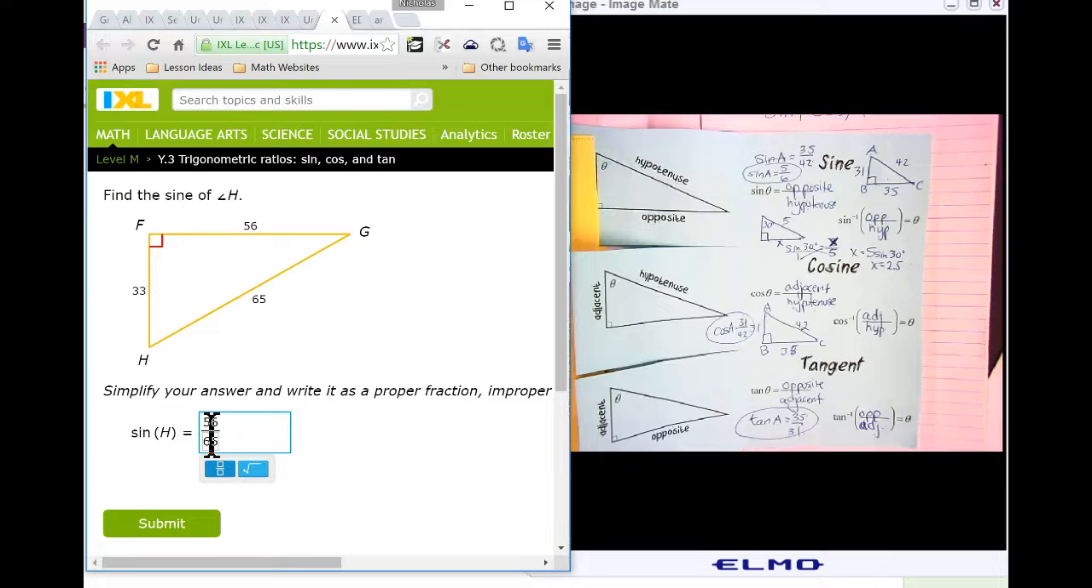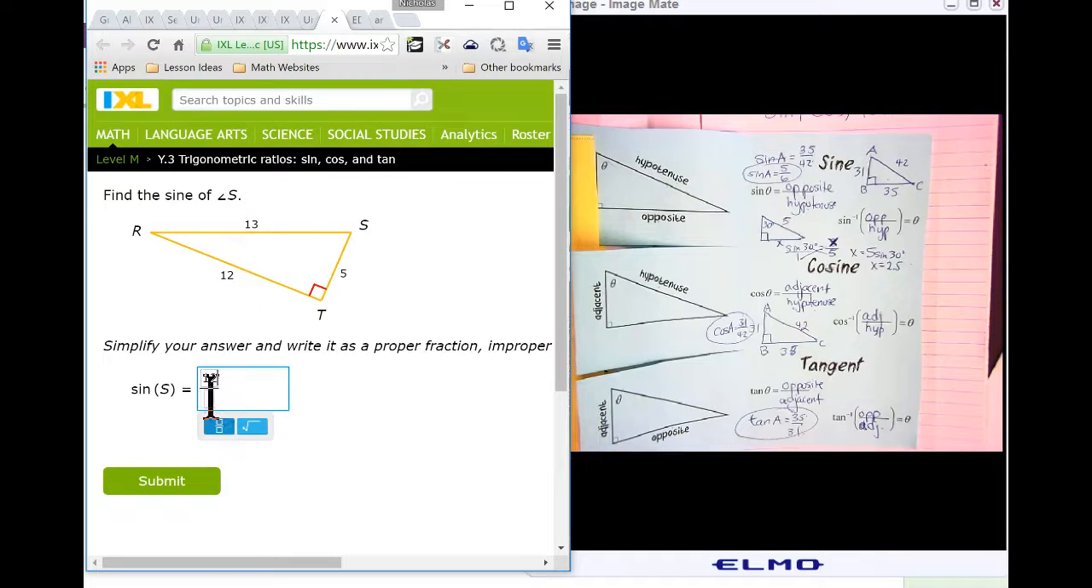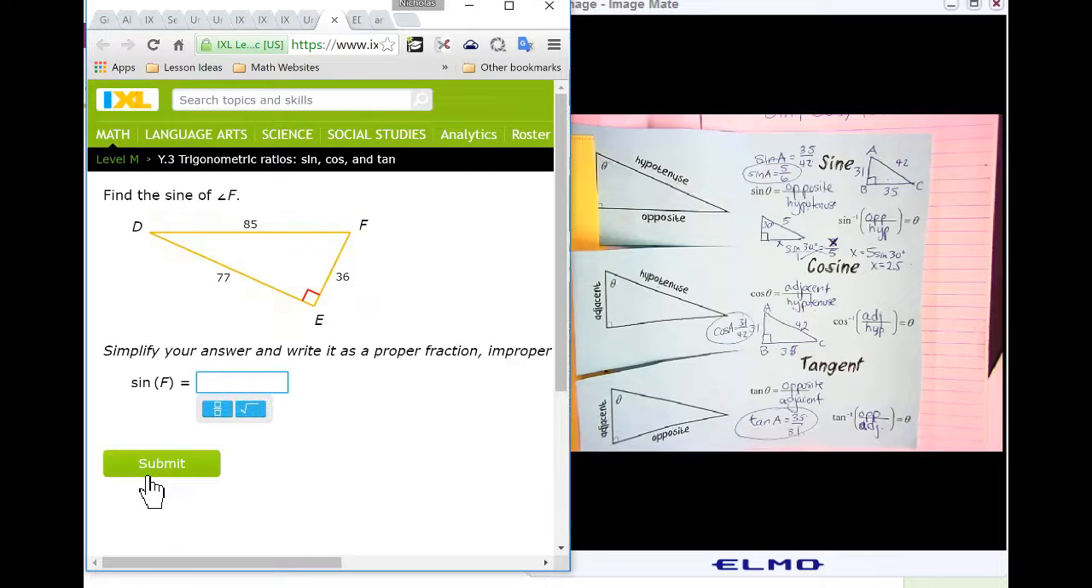Then I have to see, can I reduce that? No, I don't think there's any number I can divide into both of those that's the same. So it's simply that. Now the next one, sine of S. Remember that's opposite over hypotenuse. So sine of S is 12 over the hypotenuse, 13. So 12 over 13. Awesome.